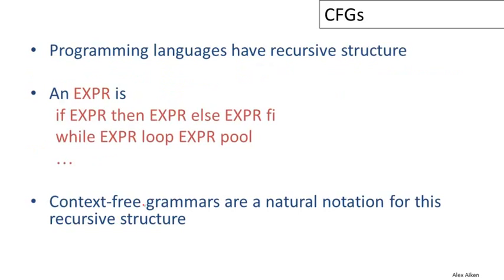Now, we've also discussed that programming languages have a natural recursive structure. So for example, in COOL, an expression can be any one of a very large number of things. Two of the things it can be are an if expression and a while expression. But these expressions are themselves recursively composed of other expressions. So for example, the predicate of an if is itself an expression, as is the then branch and the else branch. And in a while loop, the termination test is an expression, and so is the loop body. And context-free grammars are a natural notation for describing such recursive structures.